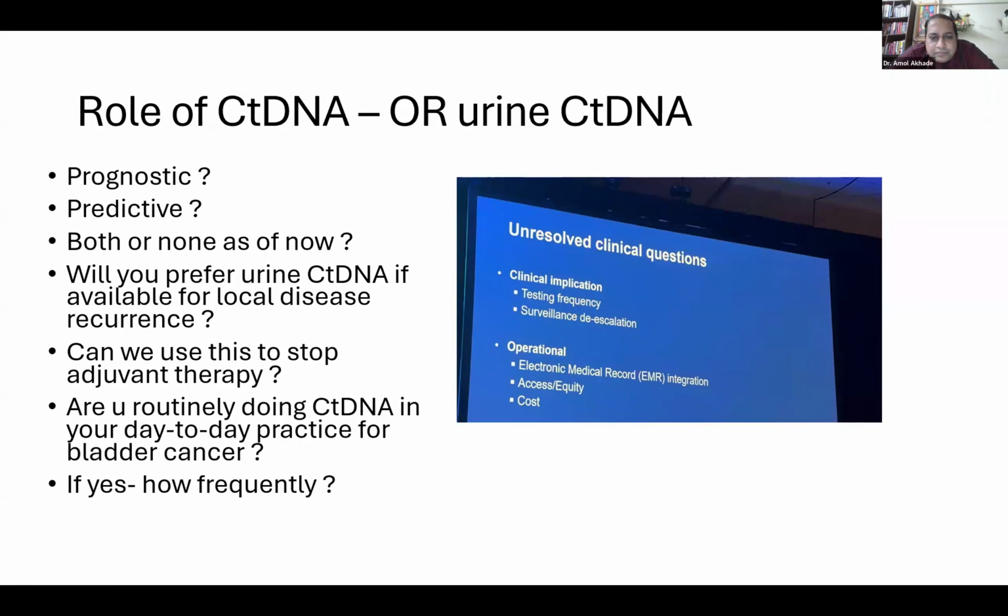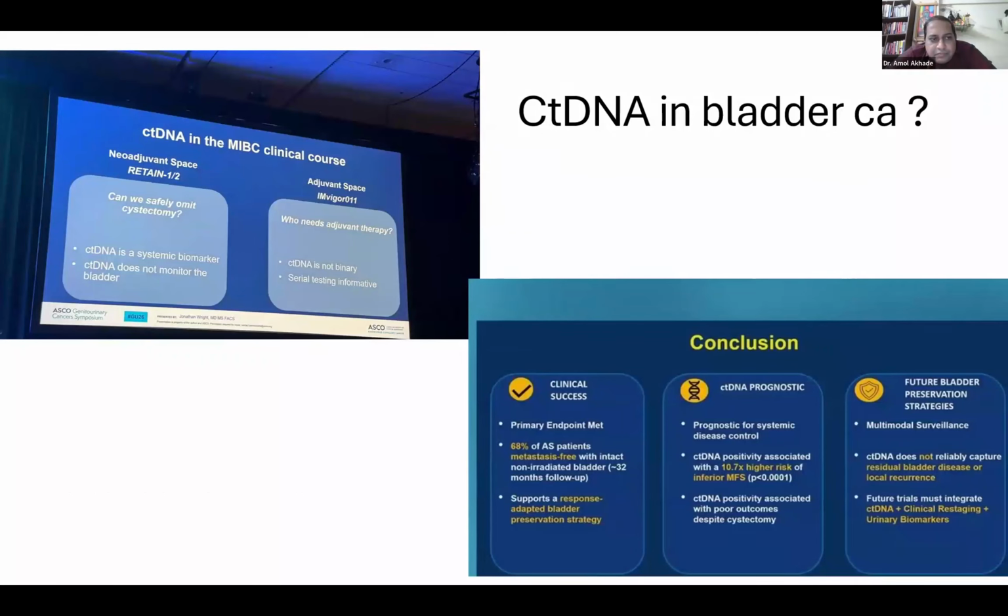So I think a lot is to come. The main thing is standardization of the testing. For tumor-informed ctDNA, how good is the standardization and what does the sensitivity look like, because there are some patients who are ctDNA negative who did not correspond with the pathology, like pCR. So we have to keep that in mind.